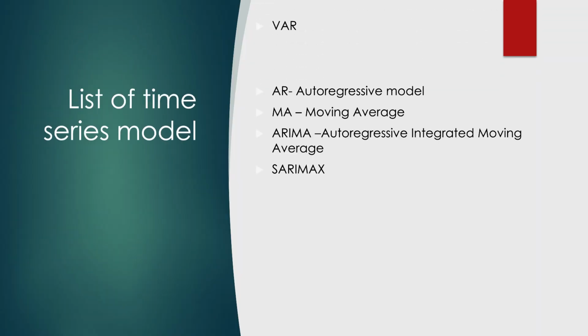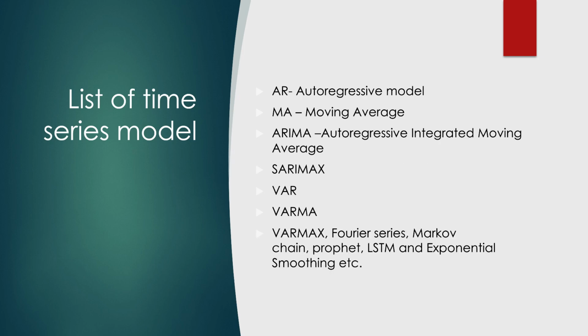Okay. Next one is the list of time series models. Here I just listed some of the models in time series, that is AR, autoregressive, moving average, ARIMA, SARIMAX, VAR, VARMA, VARMAX. Up to SARIMAX, these are univariate models. Okay, VAR, VARMA, and VARMAX are multivariate models. And Fourier, we can use for Fourier, Prophet and Markov chain. These we can use for both univariate and also multivariate, LSTM and exponential smoothing. These are the list of models available.